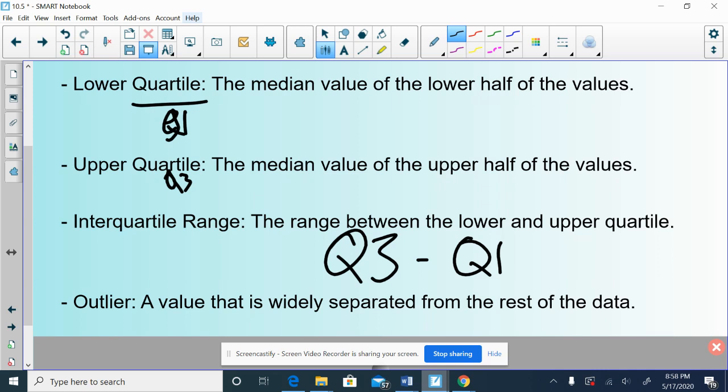Lastly, the last definition would be an outlier. An outlier is a value that is widely separated from the rest of the data. Essentially, you're going to have a bunch of numbers, and then there might be one number that is far greater or far less than the data set, so much so that it doesn't seem to fit with the data set. Perhaps it was a typing error, or there was a unique situation that led to this outlier being in the data set.